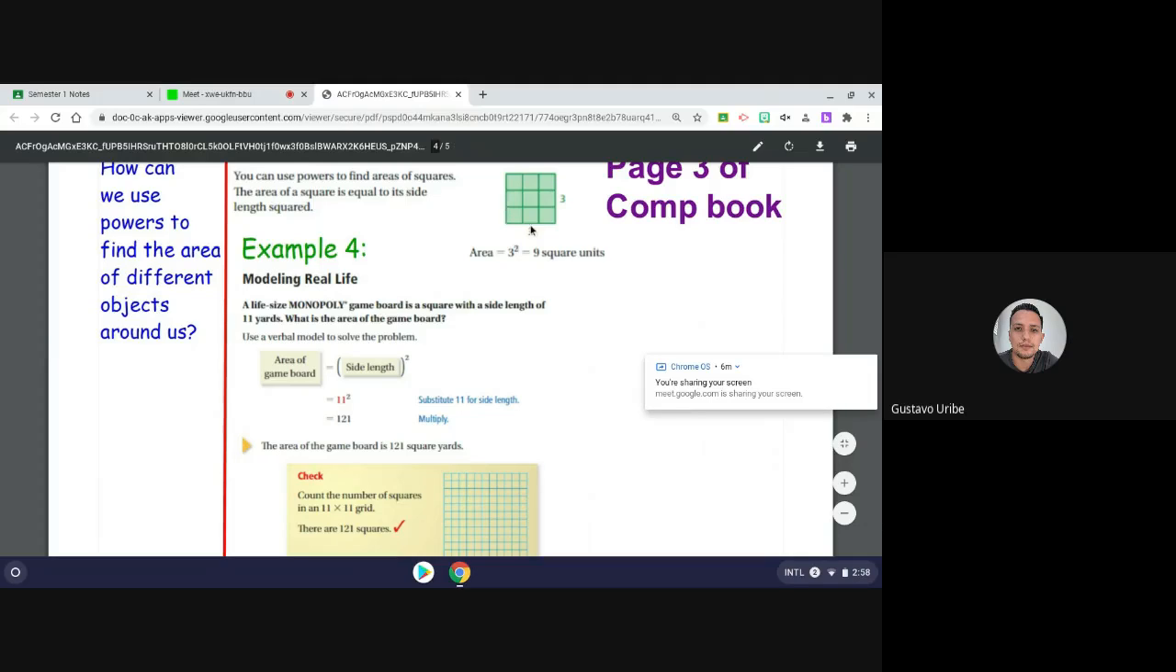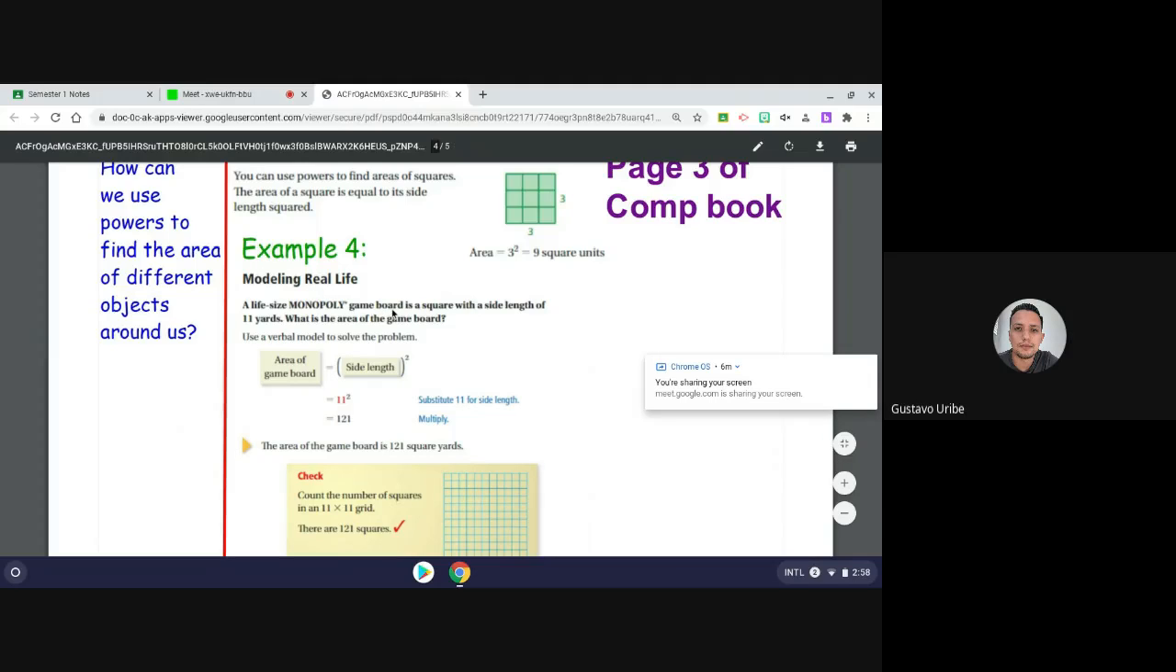So here I have a square cut off into sections. If I look horizontally, I have 1, 2, 3. So how long it is and how tall is also 3. So 3 by 3 would give me 3 squared, which is 9. So the area of this square is 9 square units. Let's look at an example.